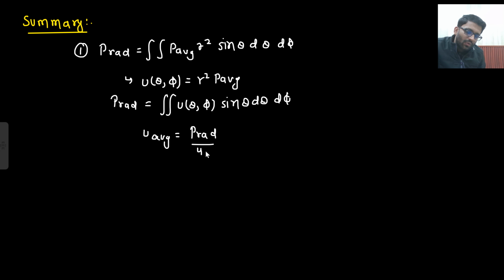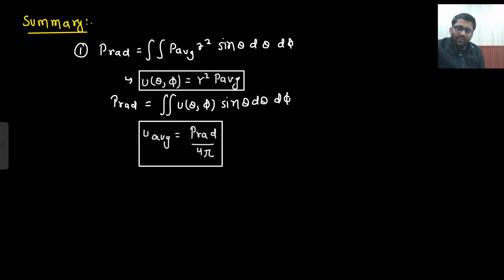We took the base of our isotropic antenna. We said that an isotropic antenna radiates the same in all directions. That means its radiation intensity does not depend on theta and phi. If it is not depending on theta comma phi, that means it can come out of the integral, and from there we get that P radiated upon 4 pi is our u average. This is our u theta comma phi. Right? Now what is next?